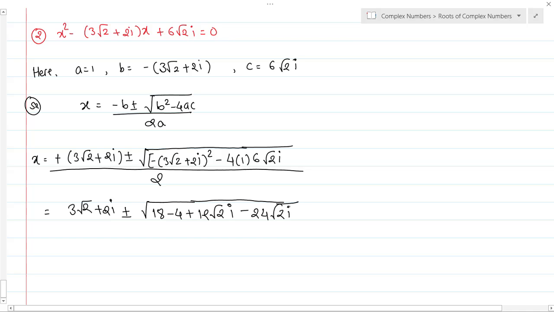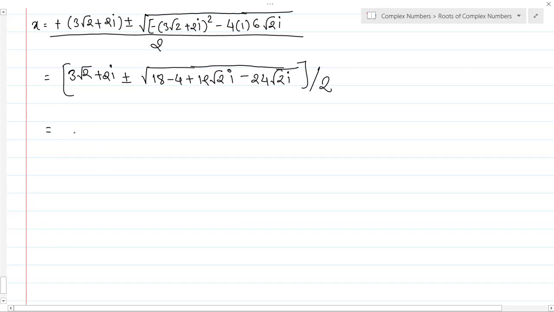Okay, so this becomes the numerator. So whole divided by 2, it is equal to, let me have some space, 3 root 2 i, so 2 root 2 plus 2i plus or minus.